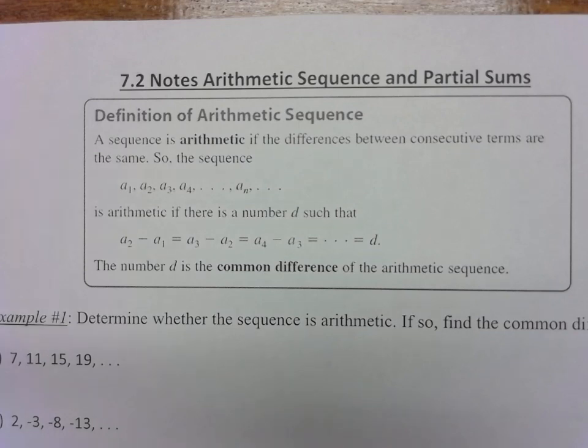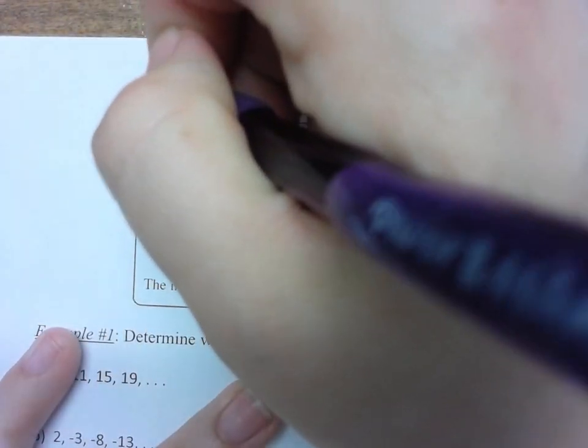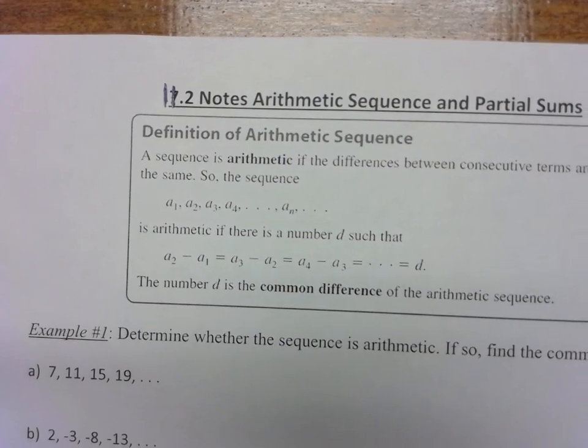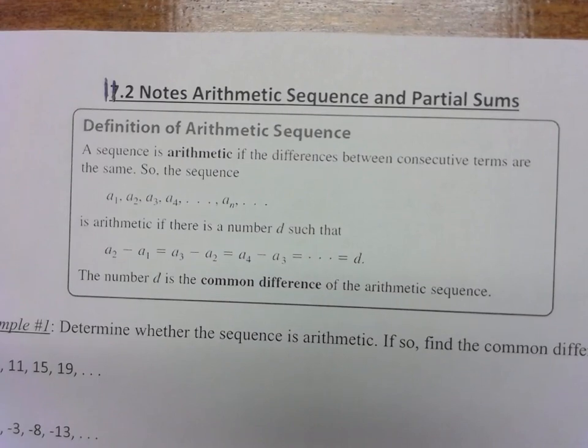Okay, we are going to do 11-2 notes today. Notice this says 7-2, that was a typo. Please change that to 11-2. 11-2 notes. We're doing more arithmetic sequences and partial sums.